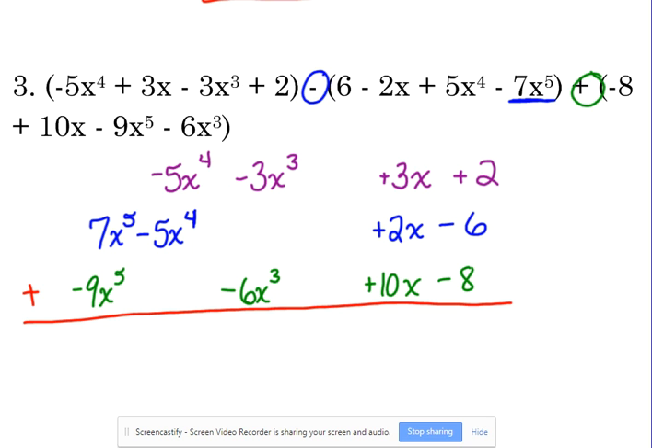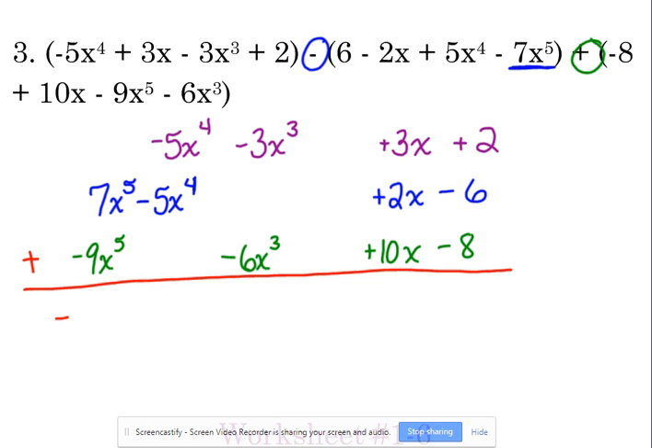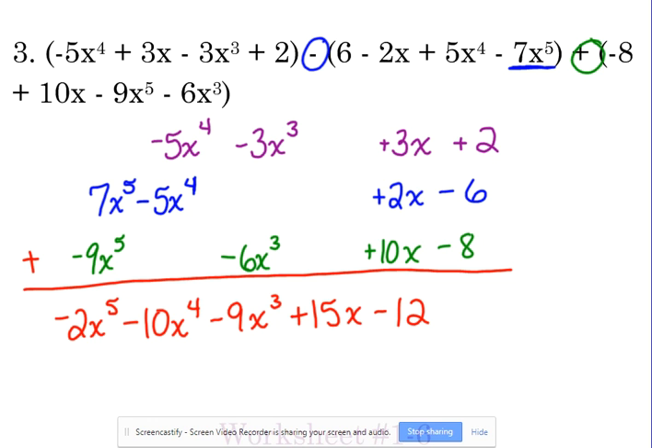So all we're going to do is go through and add up our coefficients here. 7 plus negative 9 is negative 2, x to the 5th. Negative 5 plus negative 5 is negative 10, x to the 4th. Negative 3 plus negative 6 is negative 9, x cubed. 3 plus 2 plus 10 is 15, x. And 2 plus negative 6 is negative 4, plus negative 8 is negative 12.